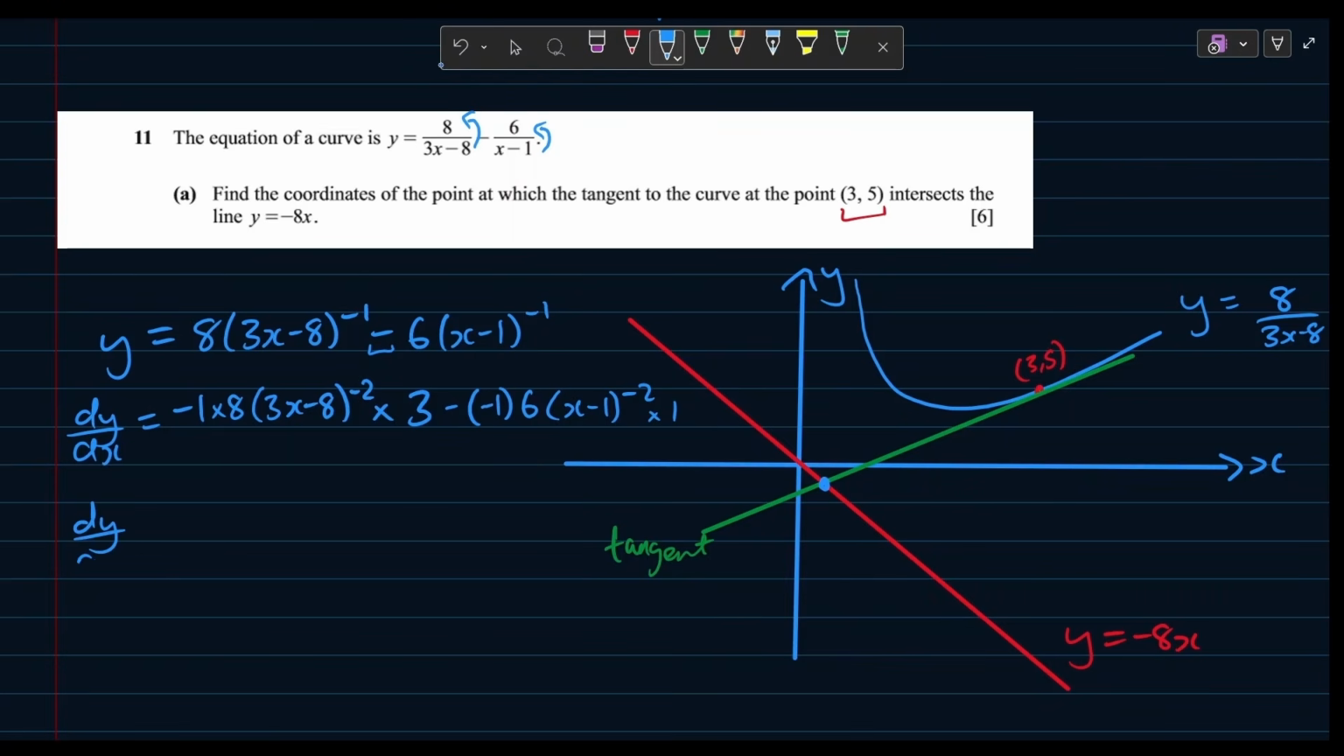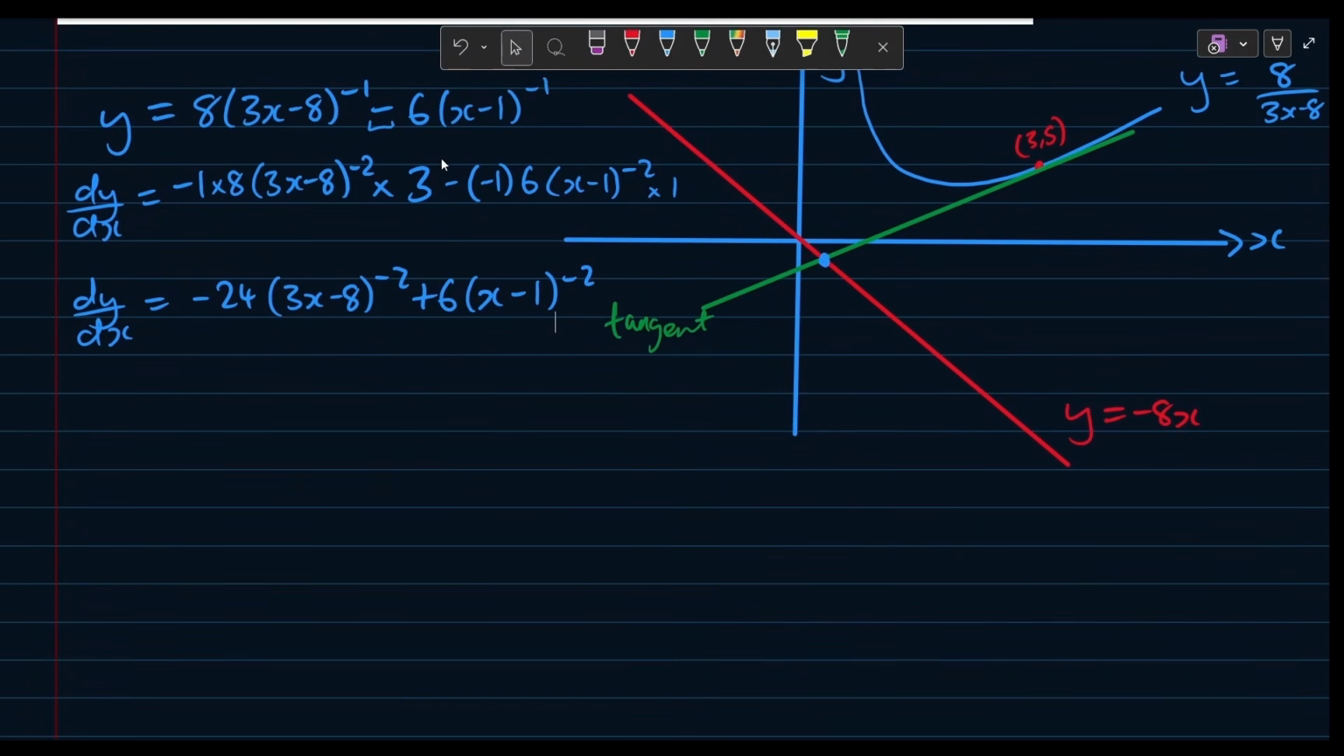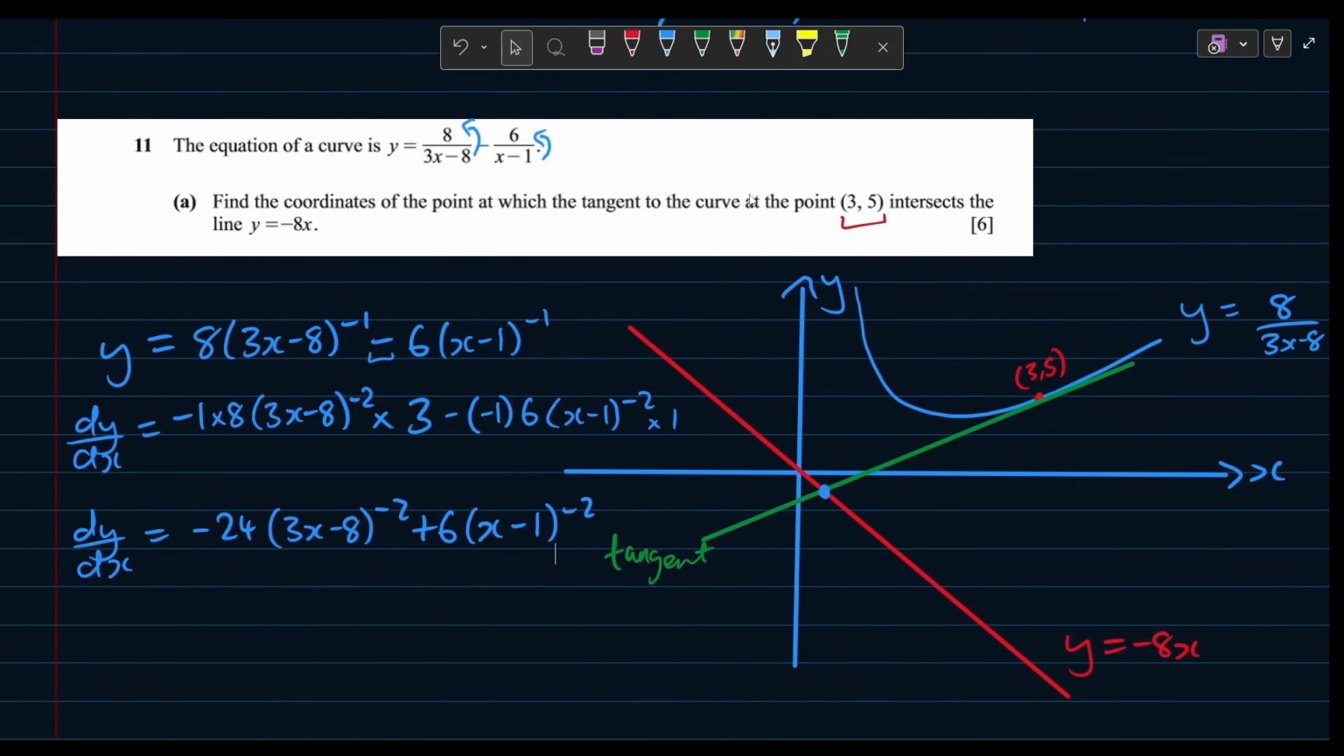So my dy dx here becomes, I've got negative 1 times 8 times 3, so that's negative 24 outside there, and then 3x minus 8 to the negative 2. Then here I've got a negative 1, so that's positive 1, times 6 times 1, so that's just 6 outside the bracket, and then x minus 1 to the negative 2. Okay. And we want to know the gradient of the tangent at x is 3. So we want to know dy dx when x is 3.